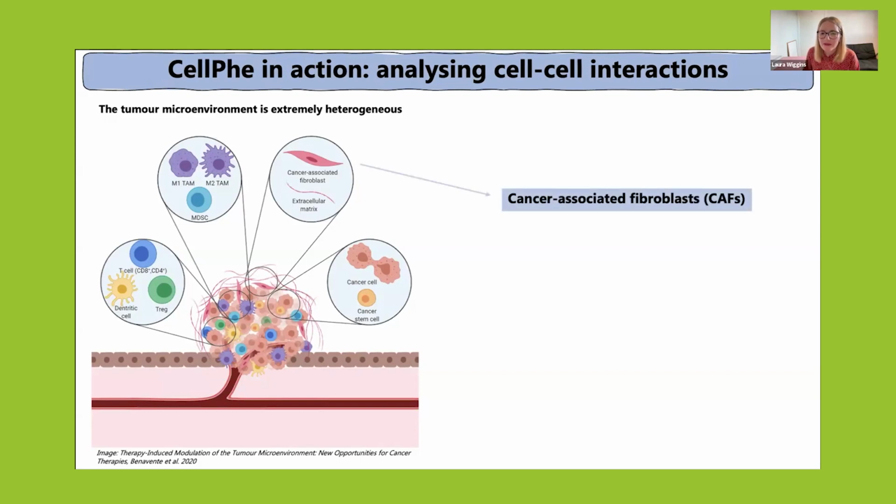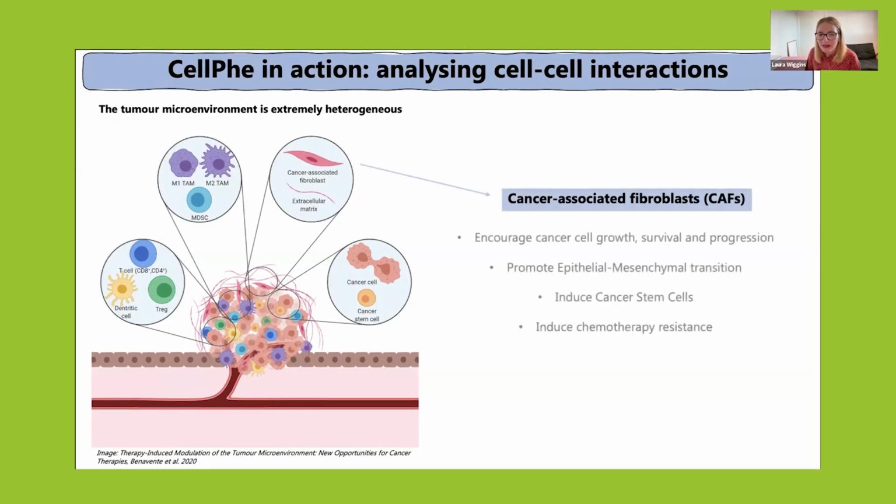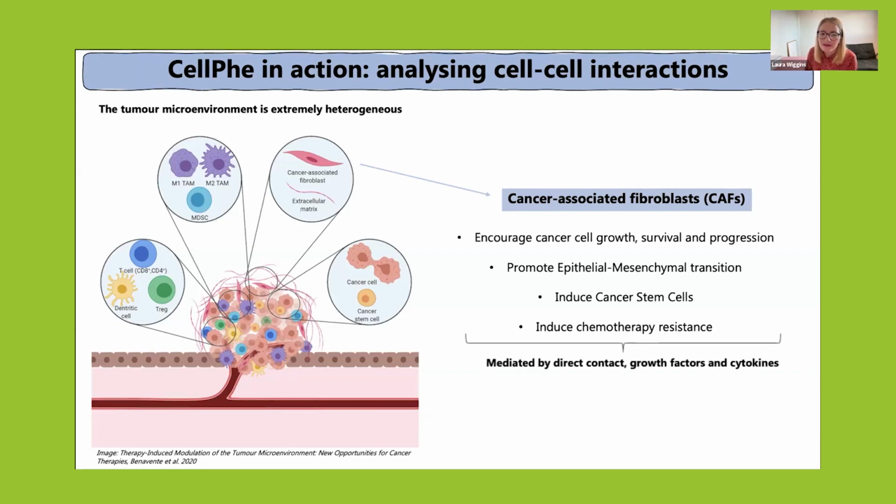So the cells that we wanted to focus on were cancer-associated fibroblasts. They're known to encourage cancer cell growth, survival, and progression. They promote epithelial to mesenchymal transition. They induce cancer stem cells, and they also induce chemotherapy resistance. So we thought all of those sound as though they will induce morphological differences in cells that hopefully Selfie is able to detect. And all of this is mediated by direct contact of cells, as well as growth factors and cytokines. So it seemed like a perfect application for Selfie.